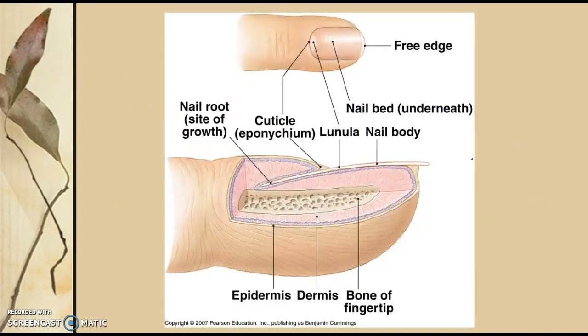Okay, so there is our nail, the lunula. You can see it growing. Once again, just very highly keratinized tissue.